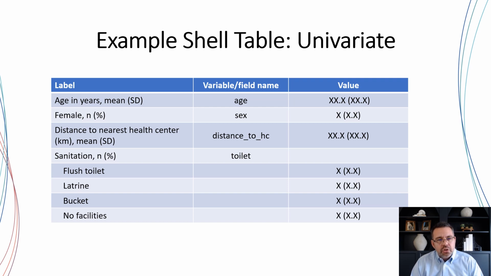So how I like to do this is in the first column to give a descriptive label. So this is essentially going to be what a reader would see in a published manuscript. This is probably going to be very close to what you'll see in the field label for the REDCap Data Dictionary, right?